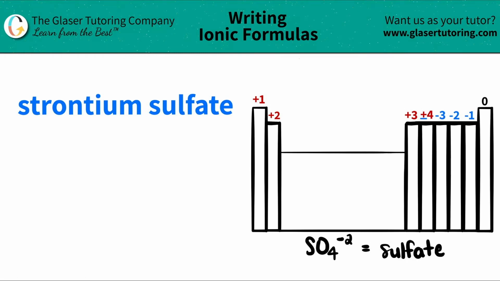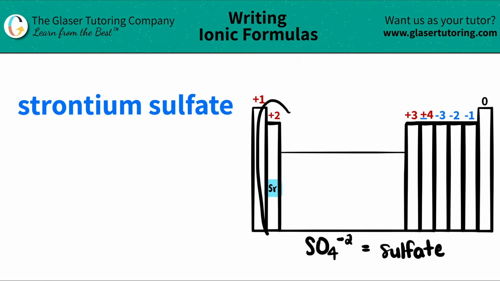Today, we are going to be writing the formula for the ionic compound strontium sulfate. So let's work from left to right. I first see strontium, so I'm going to scan the periodic table to find where strontium is. And I found it. It's in group 2, right over here. Strontium is labeled as Sr.